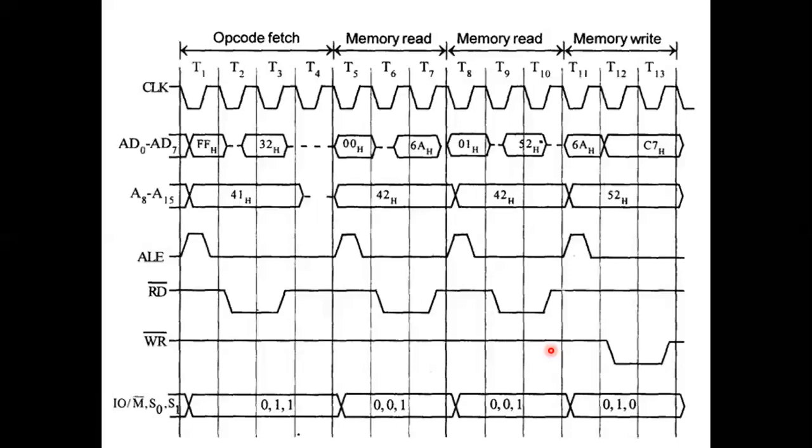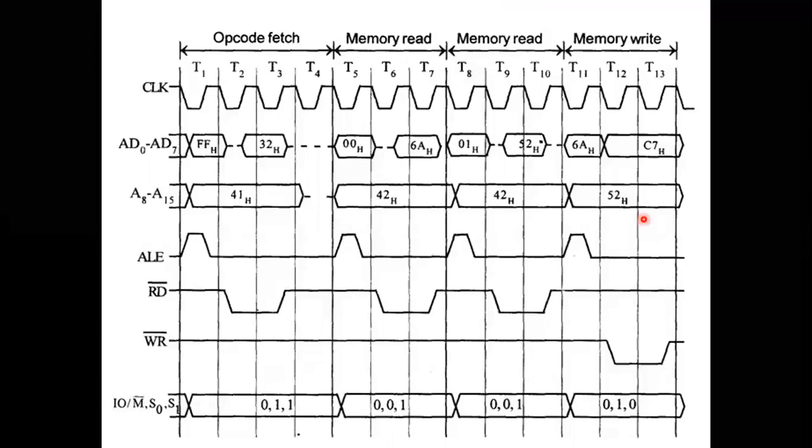Okay, here we see the memory STA timing diagram. First they put opcode fetch 4 cycles, then memory read 3 cycles, and then memory write 3 cycles. Totally there are 13 T states. This is the time required for instruction execution.